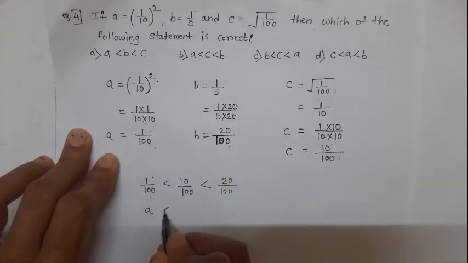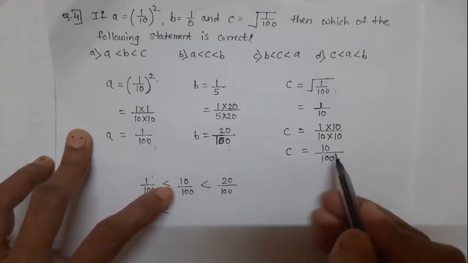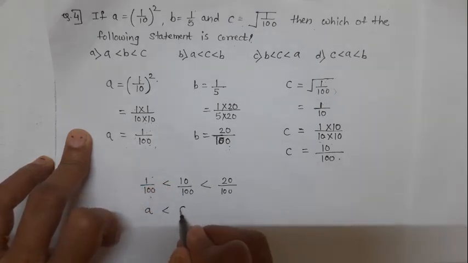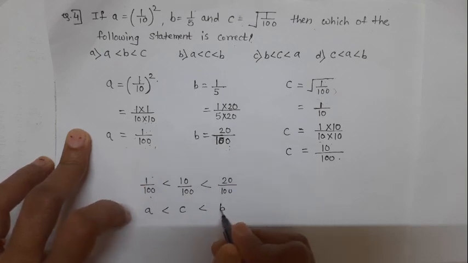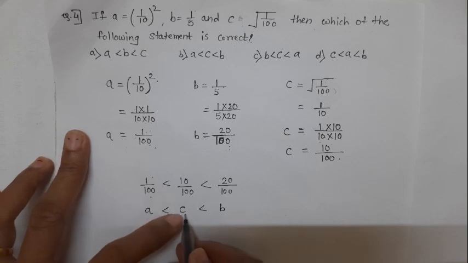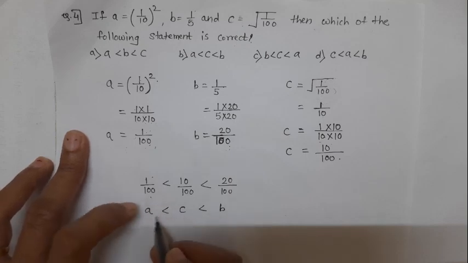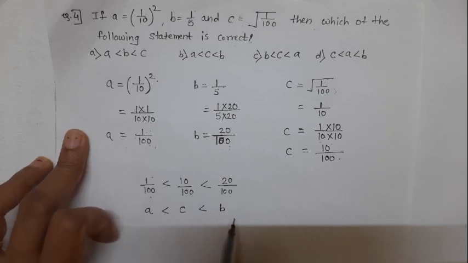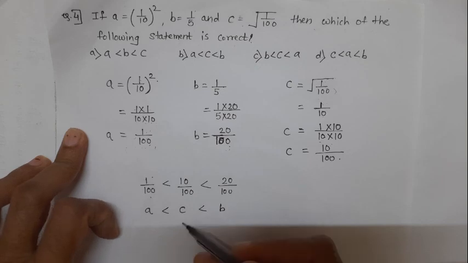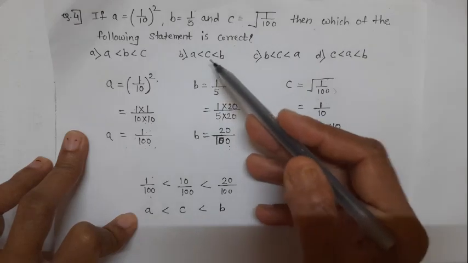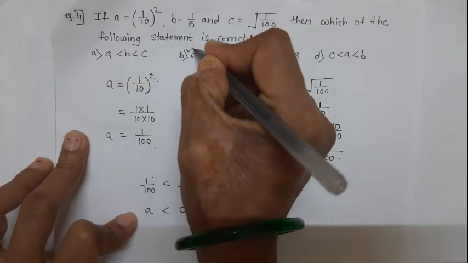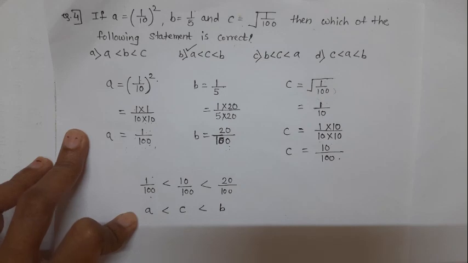So A is smaller than 10 upon 100, which we got for C. So here write C. 20 upon 100 we got for B, so here write B. So A is smaller than C, C is smaller than B. This means A and C are smaller than B, and B is greater than A and C. So which option is correct? A, C and B. So option B is the correct option.